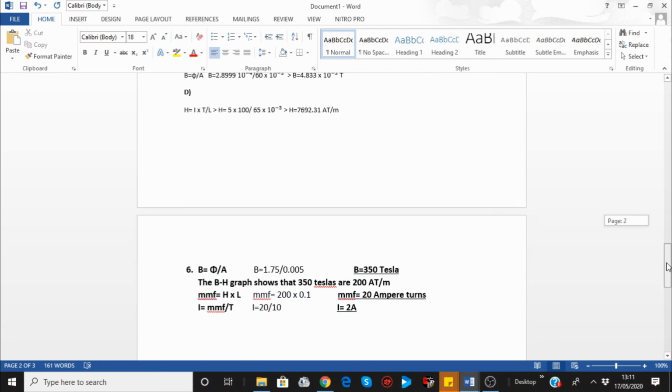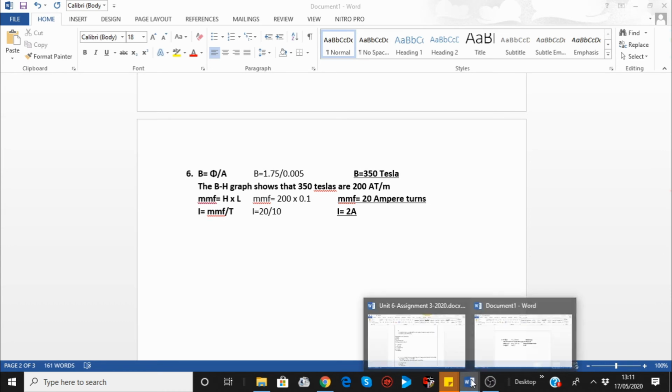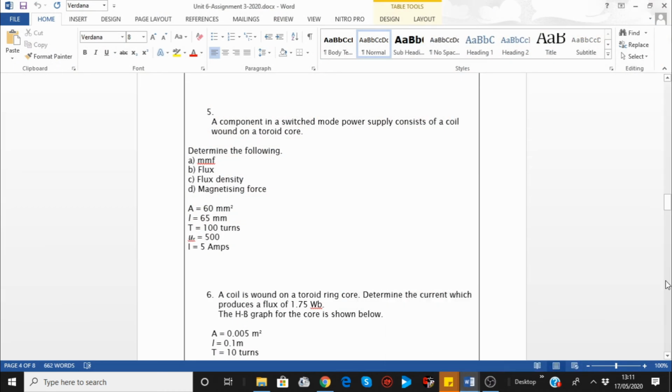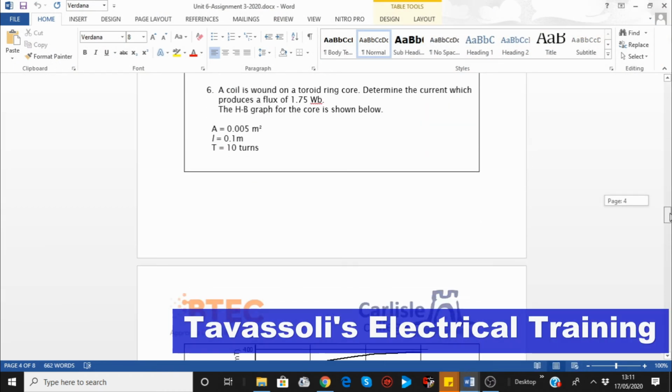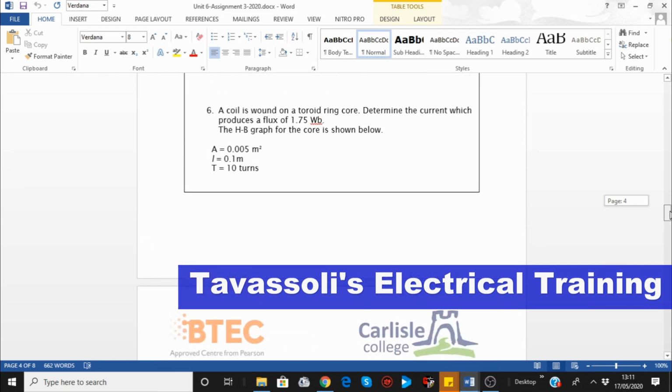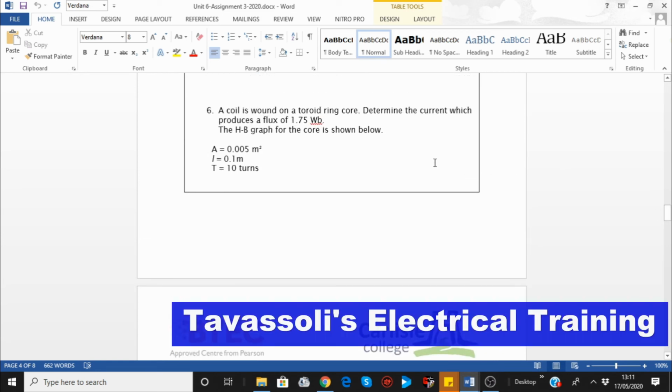Then we go to the next question, question 6. A coil is wound on a toroid ring core. Determine the current which produces a flux of 1.75 Weber. The HB graph for the core is shown below. It's given the area 0.005 meters squared, so it's already meters squared. You don't need to convert it.